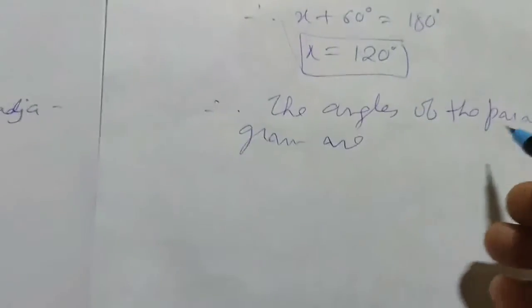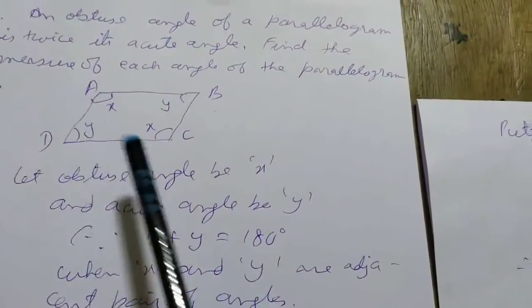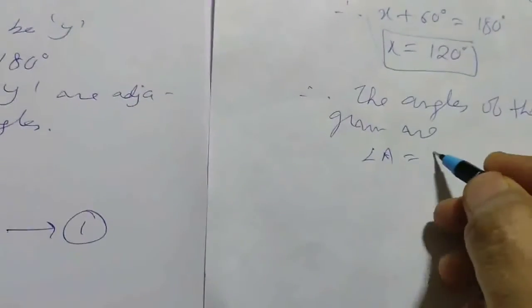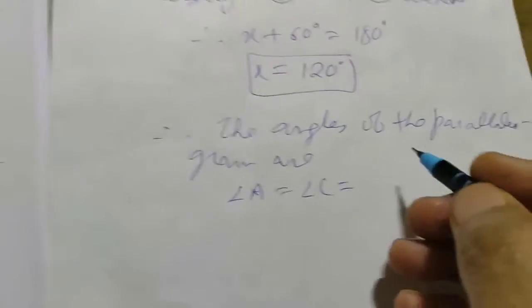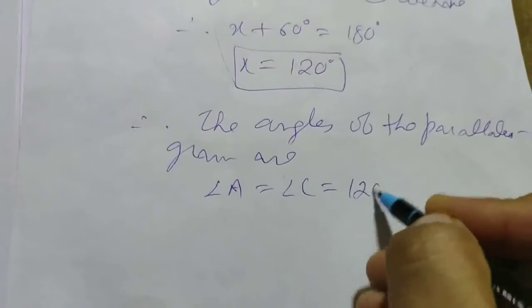Therefore, the angles of the parallelogram are angle A equal to, what is A? A and C are equal to x. Angle C is also equal to x. So what is the value of x? 120 degree.